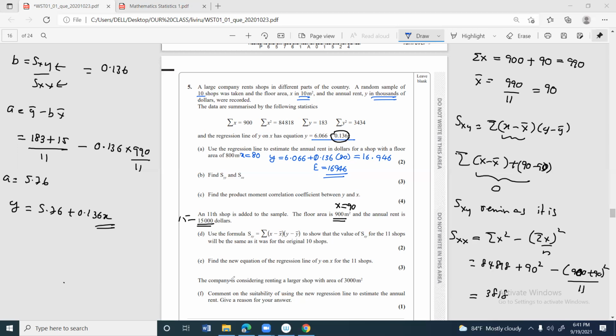Right. Then the company is considering renting a large shop with an area of 3,000 square meters. Comment on the suitability of using the new regression line. If it is 3,000, yeah, that value should be 300. So now you can see all of these values are not in this range. So you can say this 300, that is 3,000, is an extrapolation.